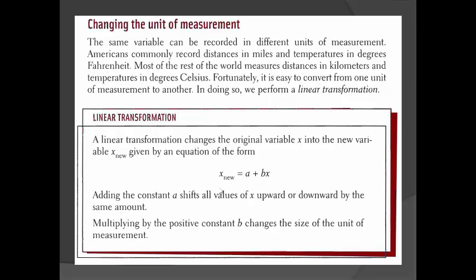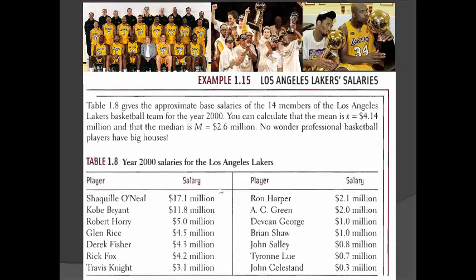Now multiplying by a positive constant b has some other effects. It doesn't move everything equally. And we'll have a good example here that maybe will demonstrate what happens. So we're looking here at the 2000 LA Lakers. Yay! The problem says that in 2000 they won the championship, and the owners of the LA Lakers gave them a choice. They said, hey, we would like to reward you guys. How about a $100,000 bonus?